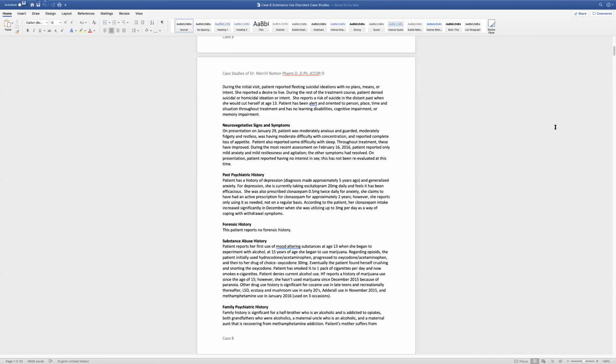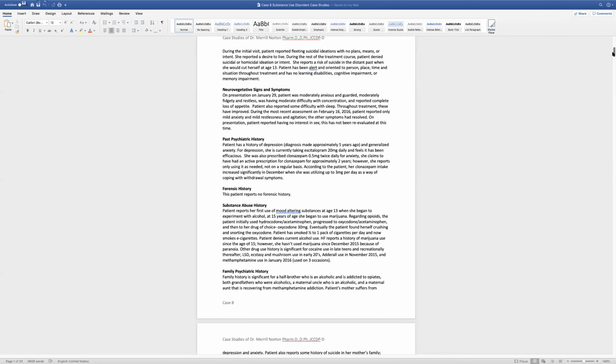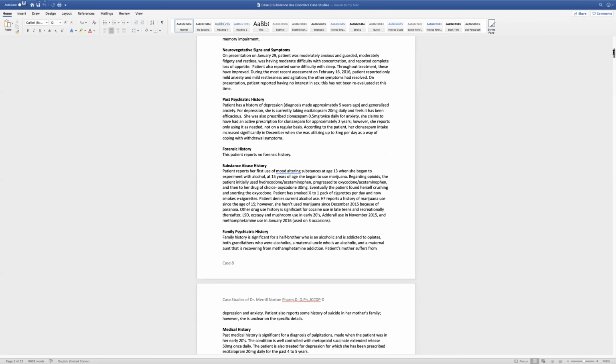Past history, has a history of depression, psychiatric history. Diagnosis made 5 years ago, generalized anxiety. She's been taking Lexapro 20 milligrams and has been efficacious. She is prescribed clonazepam 0.5 for anxiety and claims she's had an active prescription for approximately 2 years. However, she reports only using it as needed, not on a regular basis. According to patient, the clonazepam intake increased significantly in December when she was using up to 3 milligrams per day as a way of coping with withdrawal.